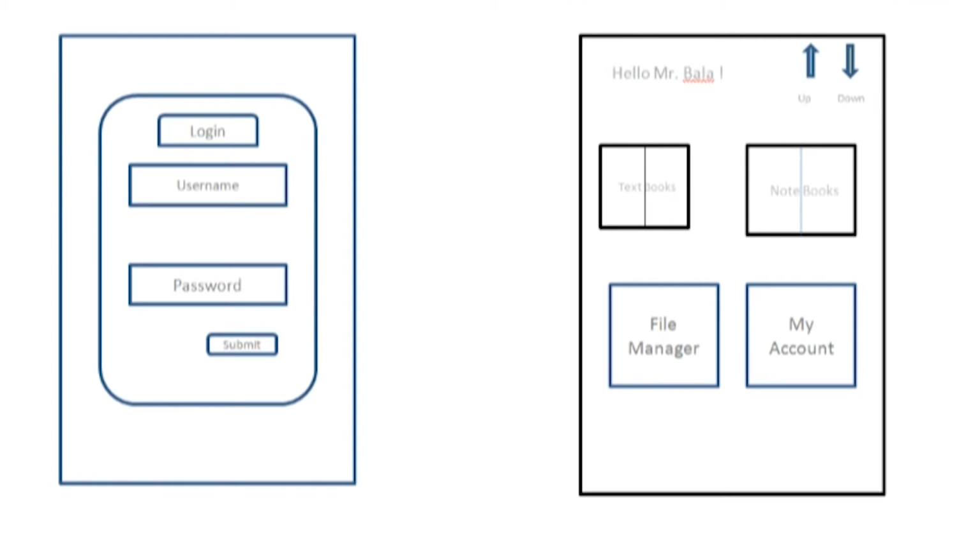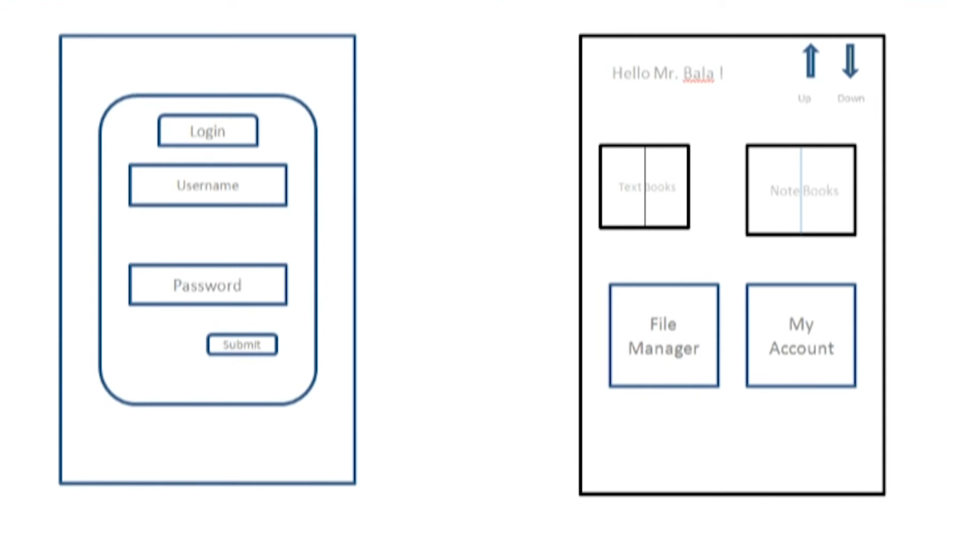One would be the textbook, the second would be the notebook, third would be a file manager, and fourth would be my accounts. On top of that, you also have an upload and a download tab. So I'll just explain what all are the features.